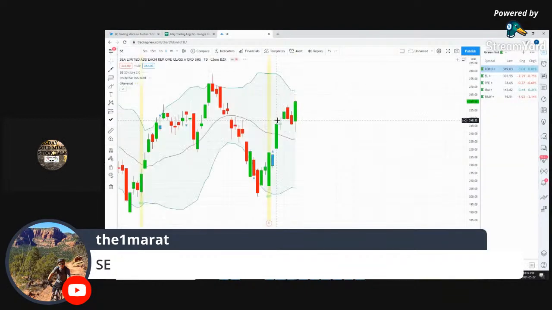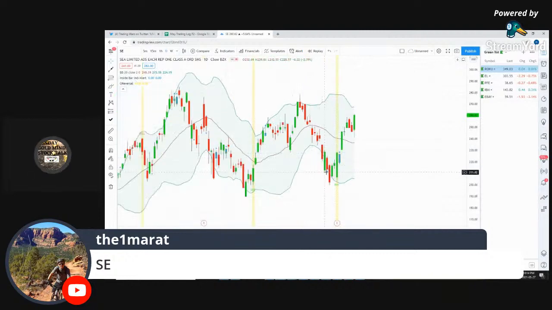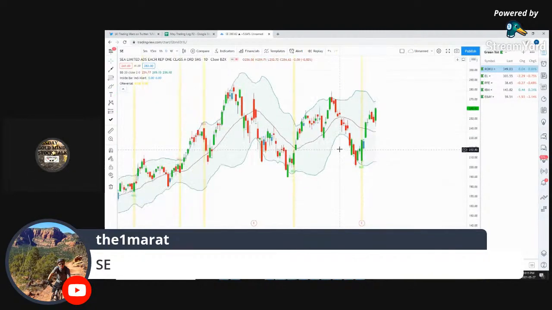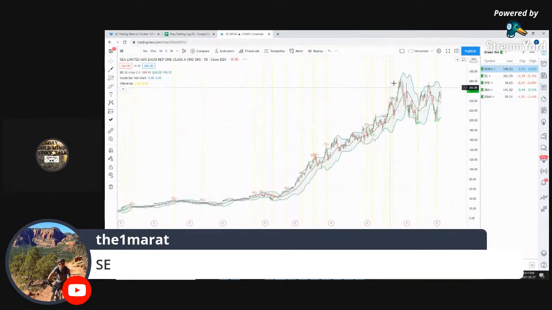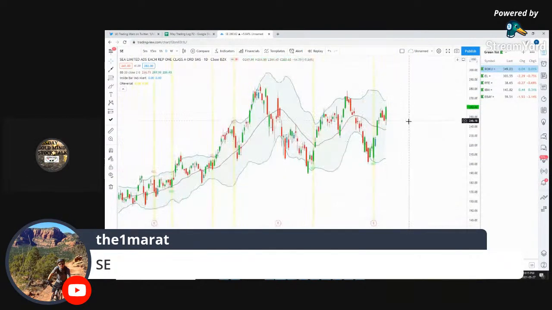SE, nice inside bar back here. It's looking like it wants to continue to break all-time highs, definitely, as long as this low can hold right there, 244. Let that low hold and you definitely retest.